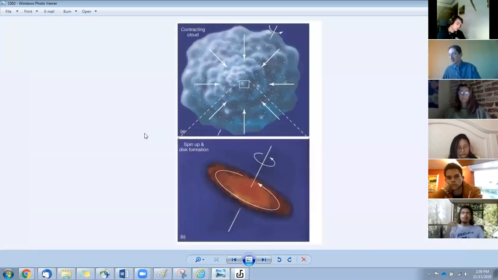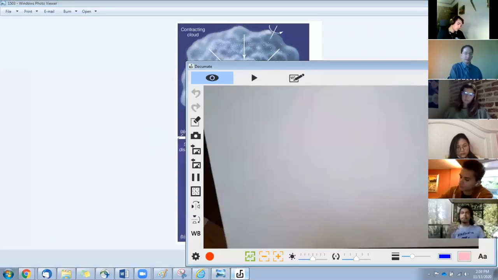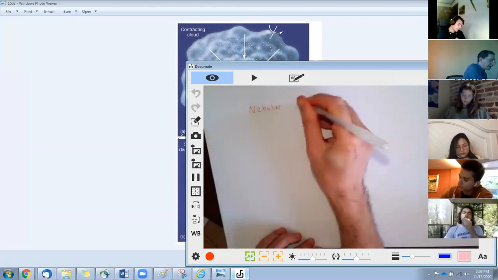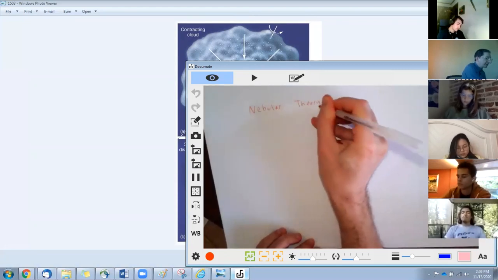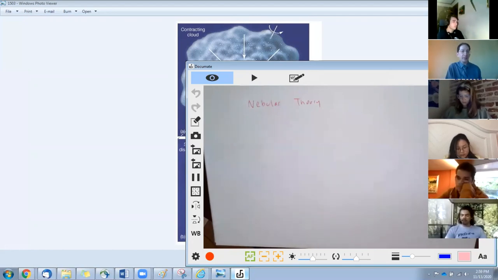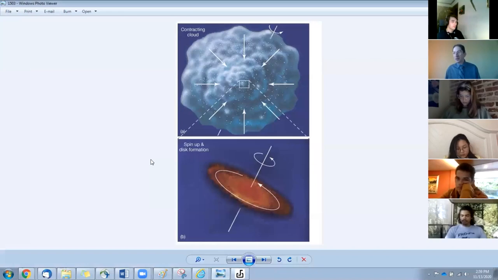So let's start with something called the nebular theory. Let me write that down. And this will explain a lot. Not everything. The nebular theory has a failing. It doesn't explain everything, but it explains the general shape of the solar system, a disk, everything in circular orbits going in the same way. This falls out of the nebular theory. It's an idea that's been around forever, since the 1700s, I think.